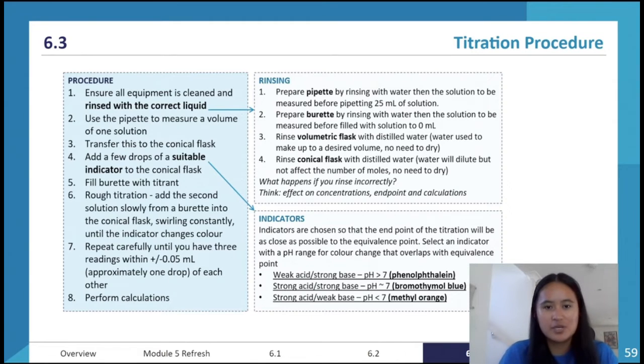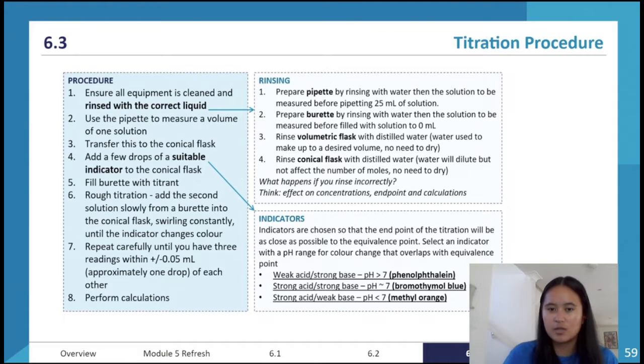But once you rinse, what you need to do is use the pipette to measure the solution that you want to put in the conical flask. Put it in there, and then you use your indicator of choice. Choosing an indicator depends on what you're titrating. So for a weak acid, strong base, you want phenolphthalein. Anything that has a changing point around 7, you want bromothymol blue. And anything that has a little change happening in the acidic region, you want methyl orange.